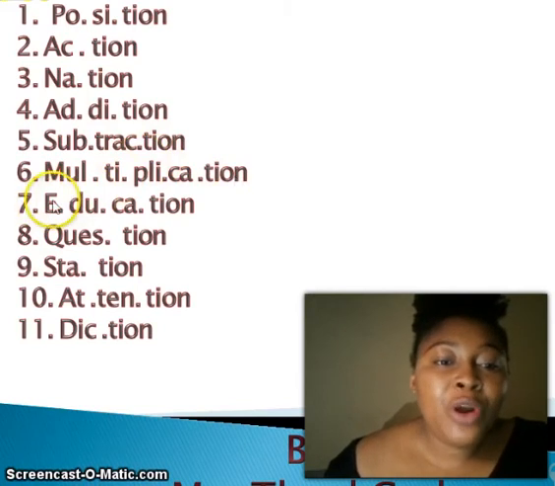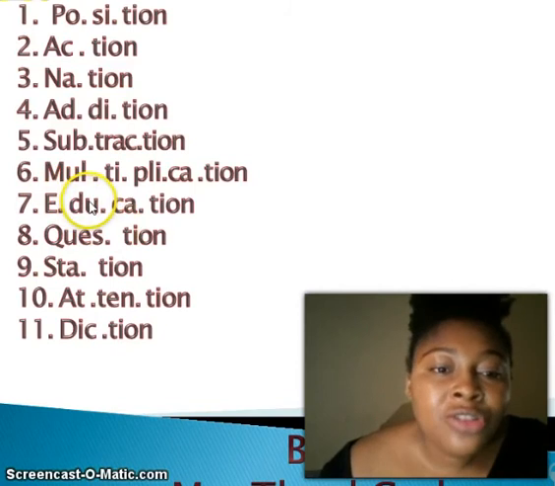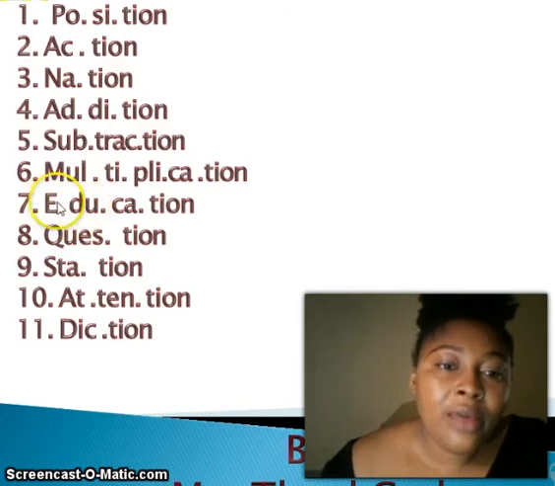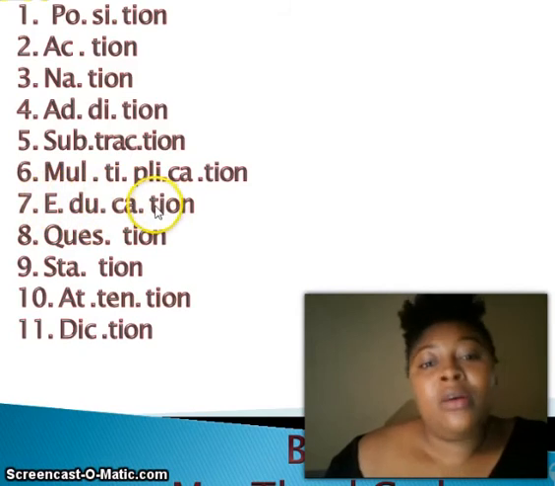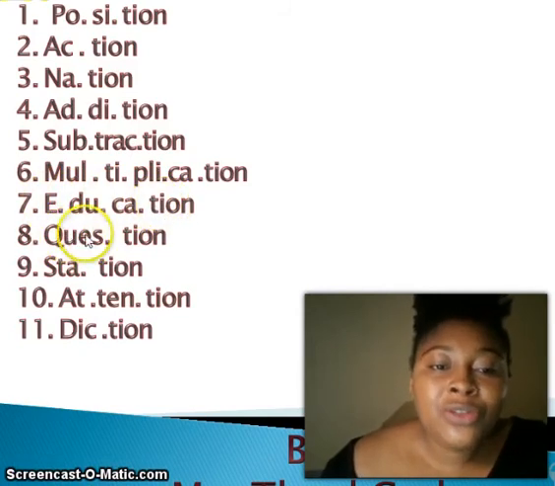The number 7 word is education. Education. Be mindful that the syllable is "j" and not "d." Education. So we go to the next one. Question.